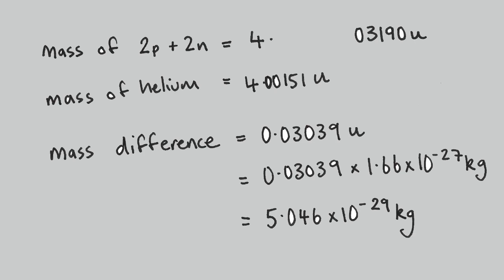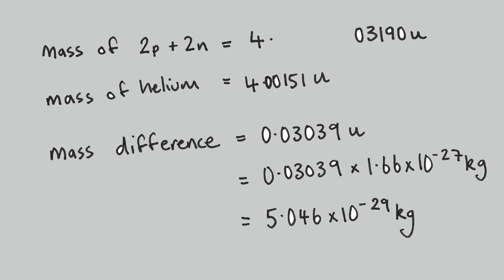Now, most questions would then go on to say, what is it in kilograms? So you multiply that number by 1.66 times 10 to the minus 27 kilograms. And again, that's on your data sheet. So the missing mass, or the mass difference between a helium nucleus and its constituent parts, is 5.046 times 10 to the minus 29 kilograms. It's very small, but it is significant.